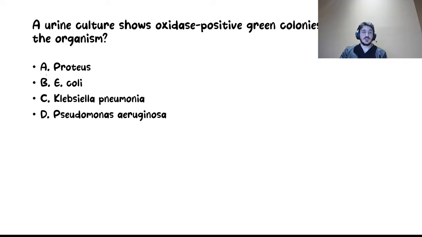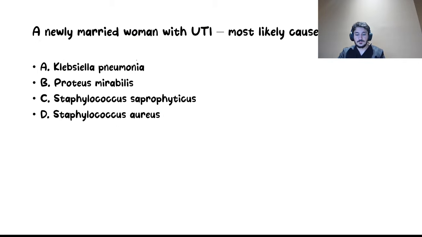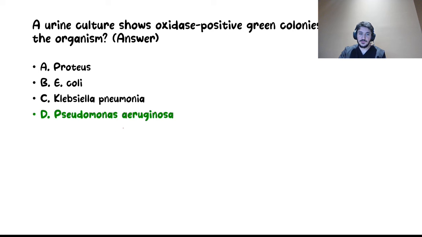Urine culture shows oxidase positive green colonies. Okay, this was not in the lecture, but this is from your knowledge from before, and could be asked because sometimes they ask it for some reason. So green colonies, oxidase positive, is which organism? It's Pseudomonas. And the answer is colored green. But that's all the answers.